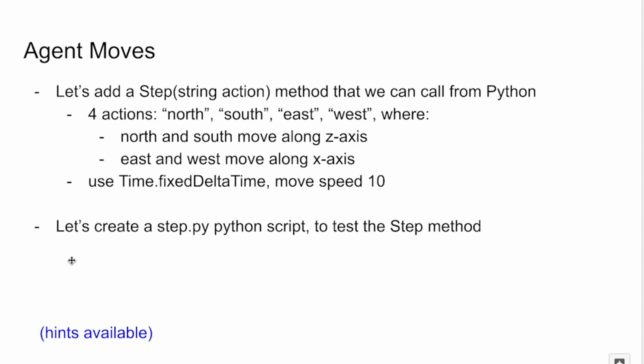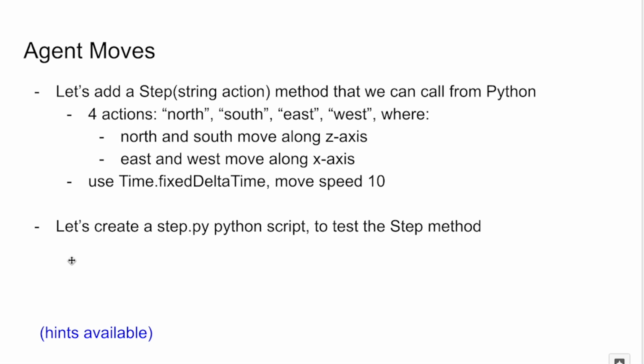The next task is called agent move. This task is a little bit longer. In this task, we're going to add a step method that we can call from Python. We're going to have 4 actions: north, south, east, or west. North and south should move along the z-axis. East and west should move along the x-axis. And these are non-physics moves. We'll have a move speed of 10, and the delta time will be time.fixedDeltaTime.